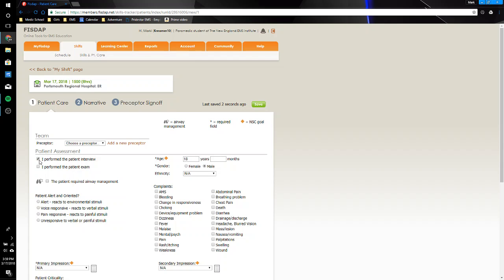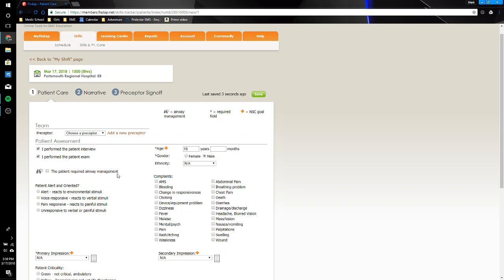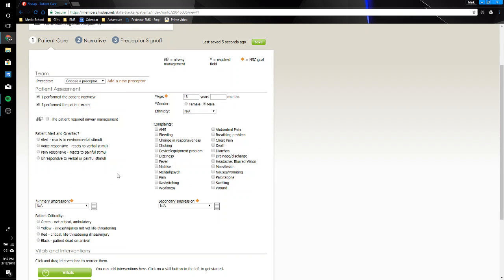I performed the patient interview and performed the patient exam. Now you're just a part of the actual exam, right? The initial encounter of the patient. You don't have to actually go through and do the entire exam, but as long as you were there for part of it, maybe hooking up the monitor, doing different things like that, whatever.